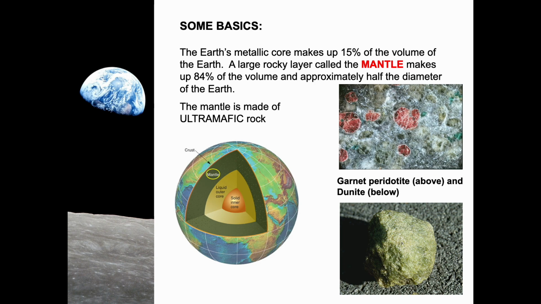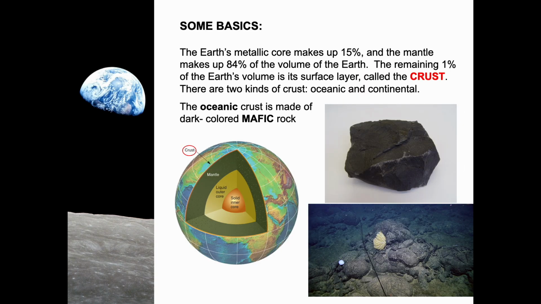The Earth's metallic core, as we already discussed, makes up about 15% of the volume of the Earth. The large rocky layer outside of the core, so between the surface and the core, is the mantle, which makes up about 84% of the volume of the Earth and approximately half of its diameter. This is made of ultramafic rock, such as a peridotite or a dunite. These green rocks are what makes up most of the mantle.